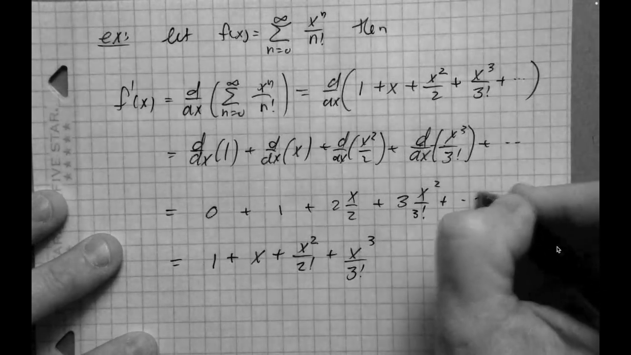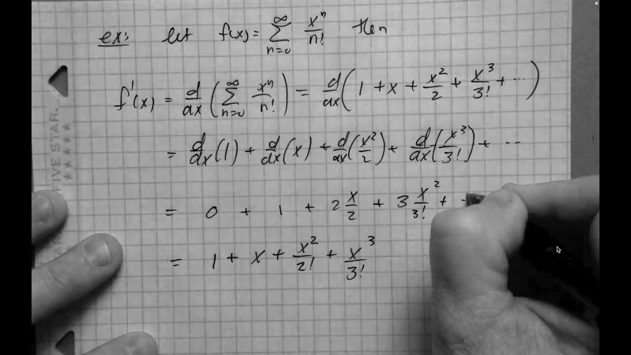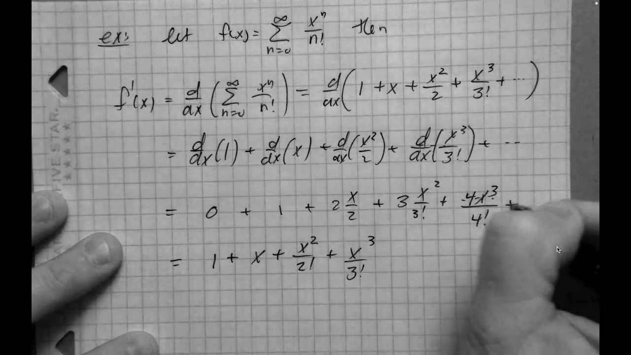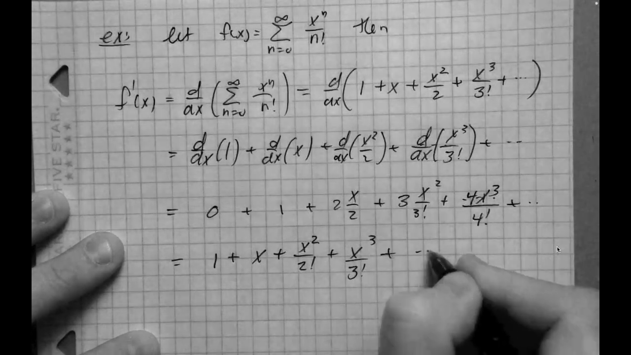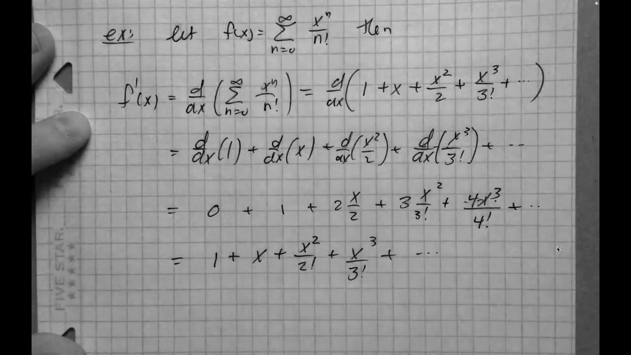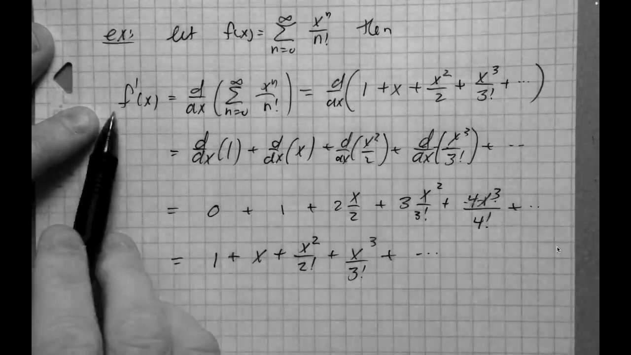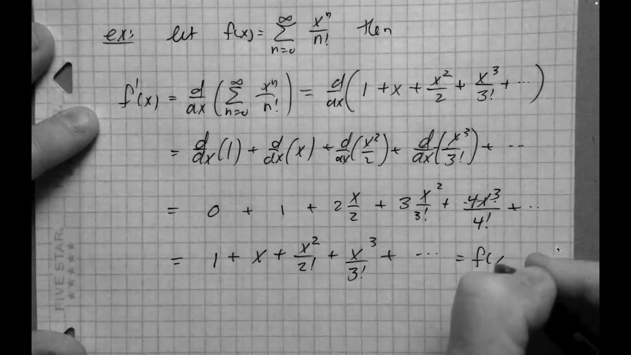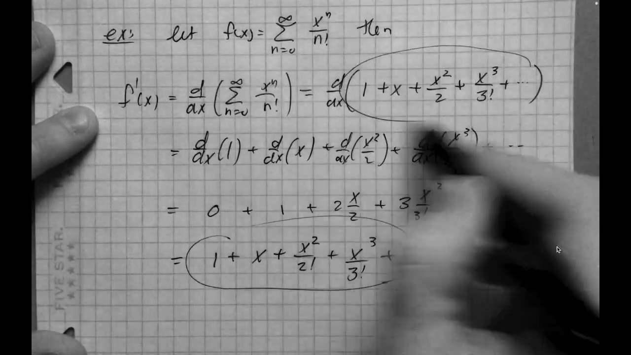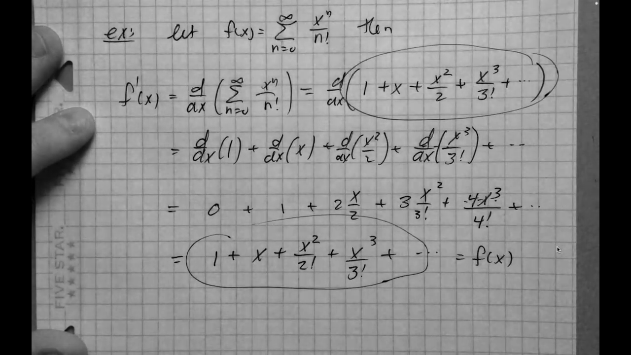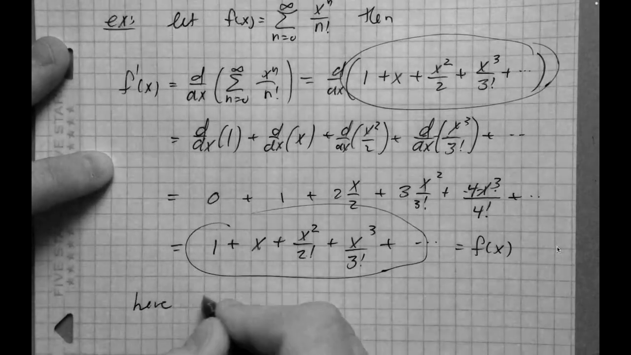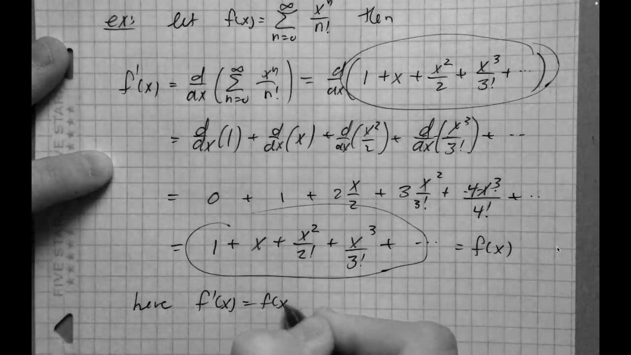The next term would be plus 4x cubed over 4 factorial, and that's where you get this one. Notice that in this example, f prime of x is the same as f of x. This is the same as what we started with. Compare this with this. It's identical. So here, f prime of x equals f of x.